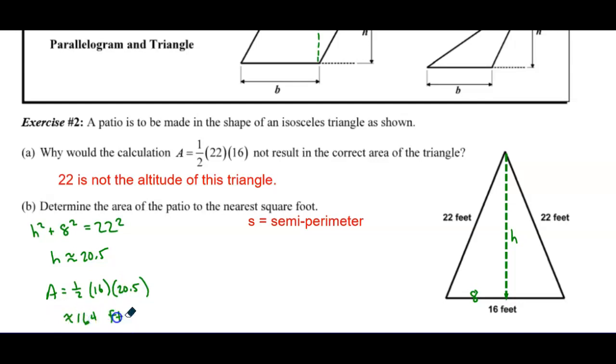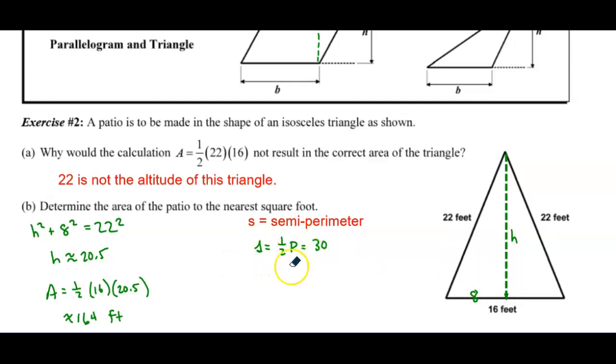Now there is another way you can solve for the area of a triangle when you have all 3 sides labeled but no height information. You can use what's called a semi-perimeter. So the perimeter of this triangle would be 22 plus 22 plus 16, right? And that comes out to a total of 60. But the semi-perimeter would then be half of the perimeter, which would be half of 60, or 30.